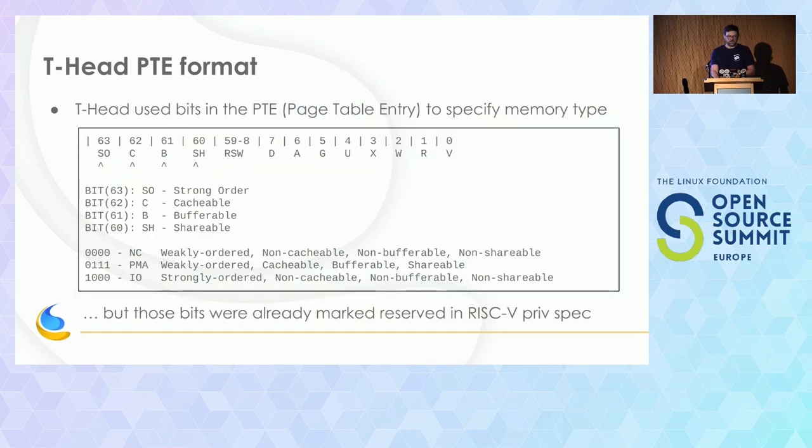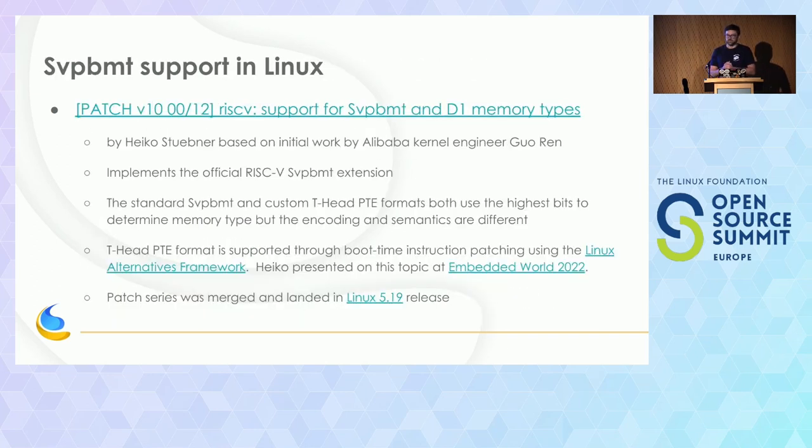However, this format is slightly different, so this was a bit of a problem. A Linux developer named Heiko Stubner, who's in the audience here, did a really great job of figuring out a way to support both the standard-based page table format and also the vendor variation from T-Head. He did that through a very interesting mechanism called the Alternatives Framework in Linux. This allows you, around boot time, to do instruction patching. Basically, there's no penalty whether you're on a standards-based system or on this T-Head system. It swaps out the different instructions so that there's no penalty.